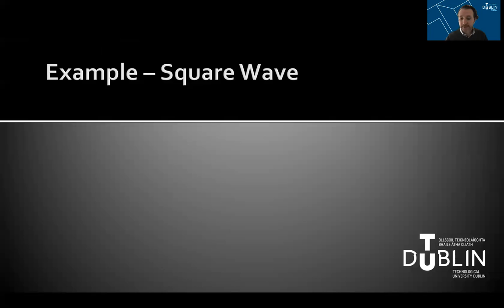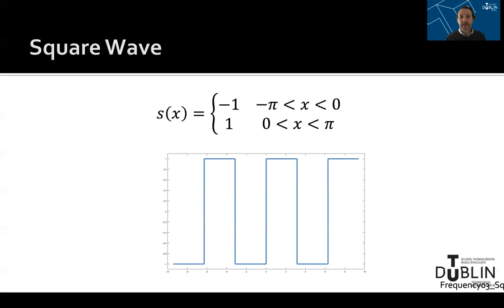So let's take our example of our square wave, which I spoke about in the last lecture. So our square wave can be written as S(x) equal to minus 1 from minus pi to 0 and plus 1 from 0 to pi. And it repeats: minus 1, plus 1, minus 1, plus 1.